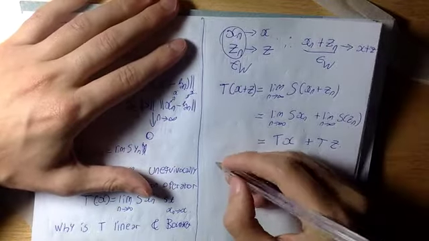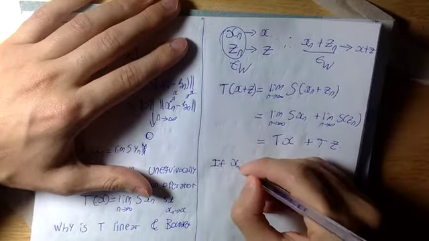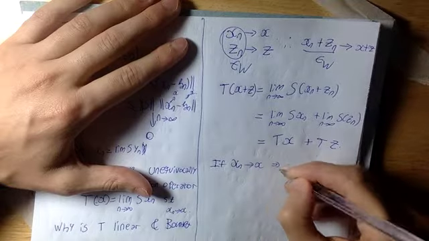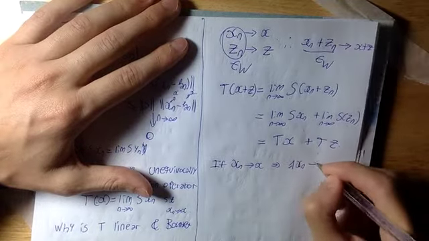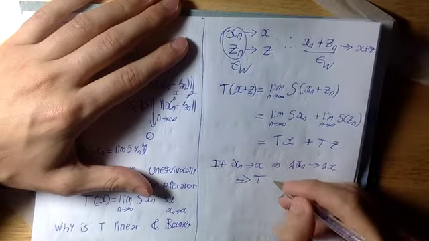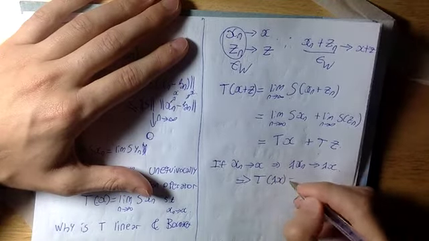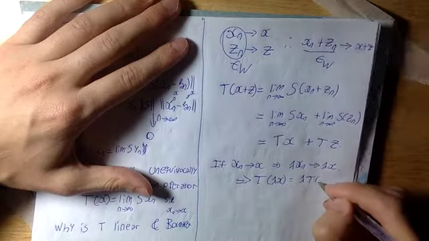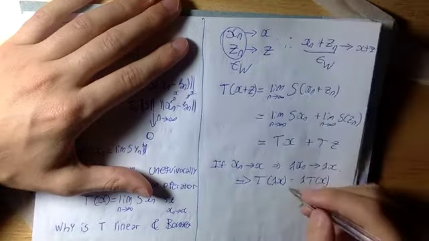So similarly, if x_n converges to x, then lambda times x_n converges to lambda times x. So we can show that T of lambda x is equal to lambda T of x by the linearity of S.